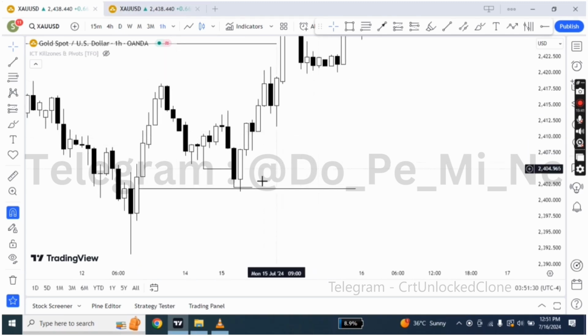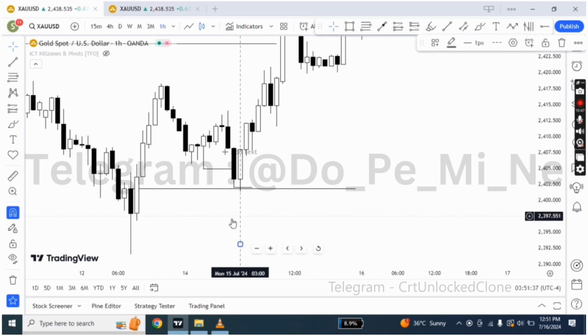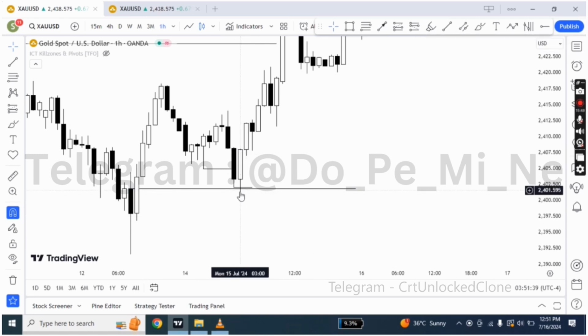So right here you can see that this 1-hour CRT was purged at a key time, which is the 3 a.m. macro. It's a really good time for CRT purges, and this CRT was purged at that time and also tested this refined 1-hour order block, right? And now we're going to look for an entry on the 15-minute.